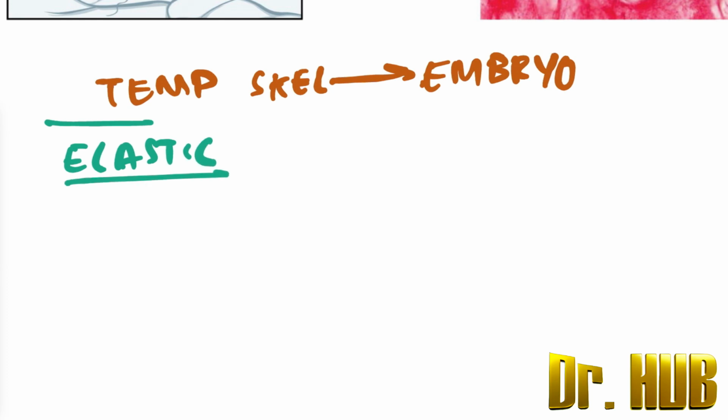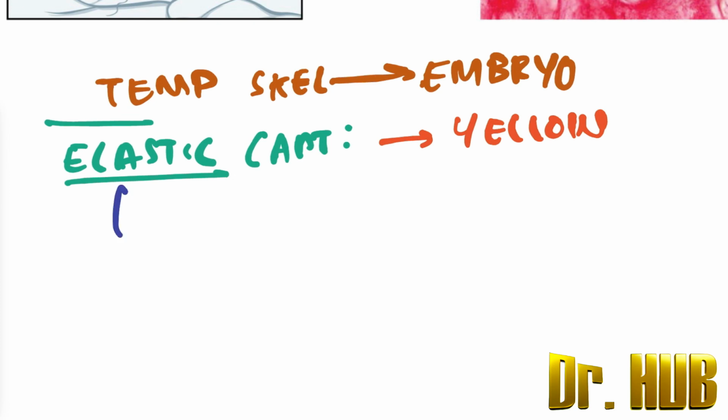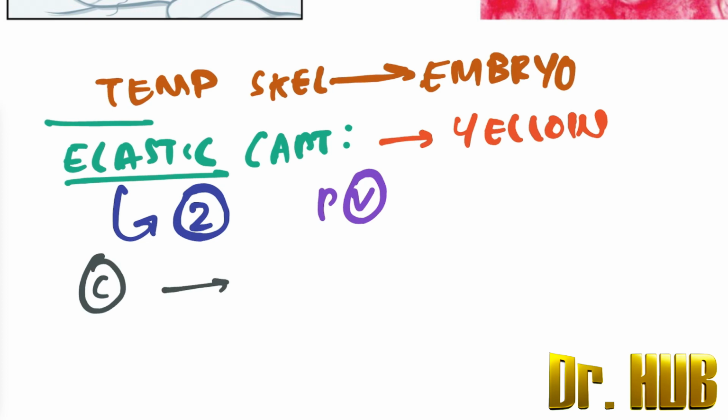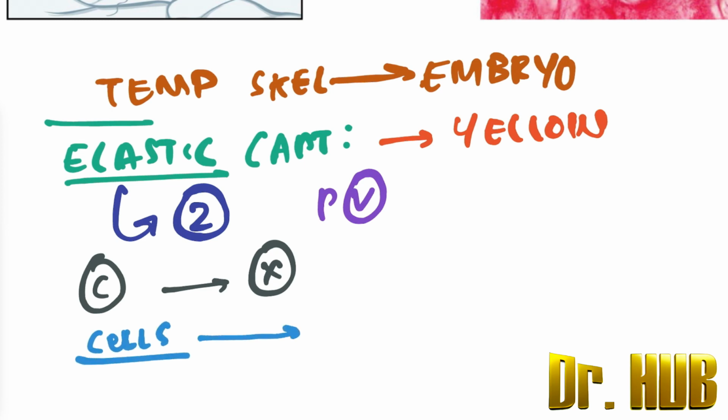We are diving into the elastic cartilage. The color in the elastic cartilage is yellow, and the collagen type is type 2. Is the perichondrium present? Yes, the perichondrium is present. What about the calcification? There is no calcification. And what are the cells? The cells involved are the chondroblast and the chondrocytes.